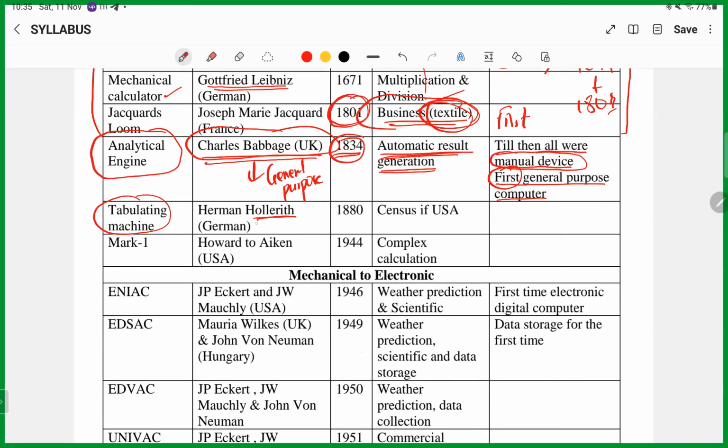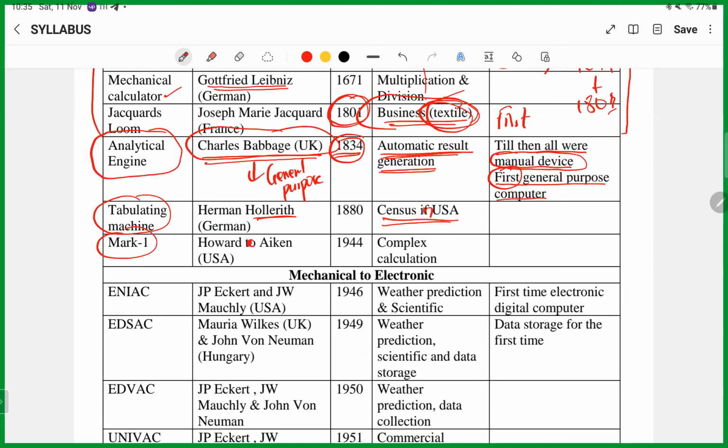Hollerith. Again, look at the name: Hermann Hollerith, a German name. Census in USA. It was used in the US to count the census. Then Mark 1, by Howard Aiken.